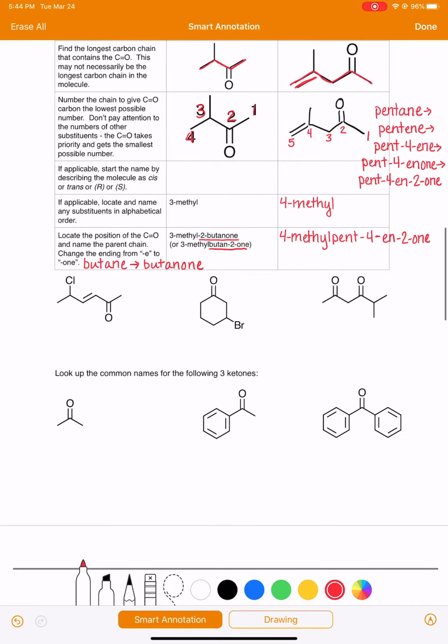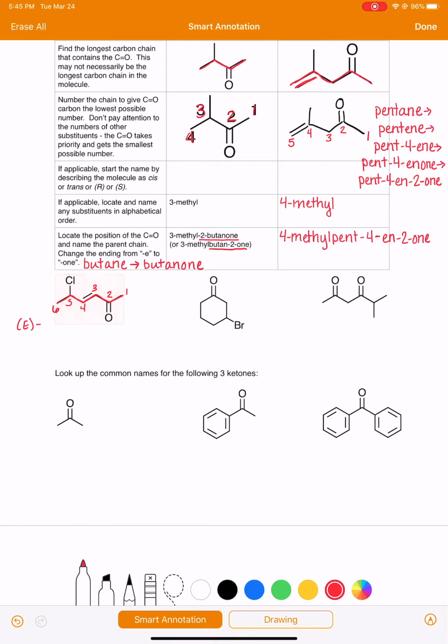Let's practice. So our first one to practice, we've got our longest carbon chain. We want to number it so that the carbonyl group has the smallest possible number. We do have some stereochemistry with this alkene. We do have stereochemistry, carbon 3 and 4. That is a trans or an E isomer. I'm going to call it an E.